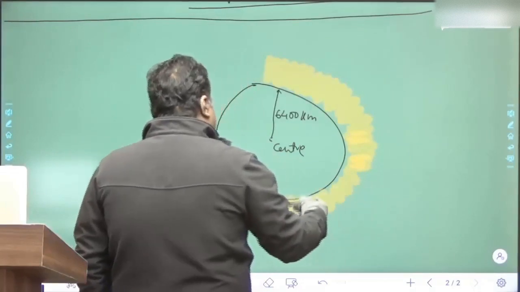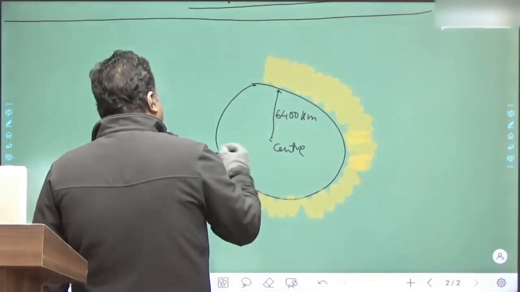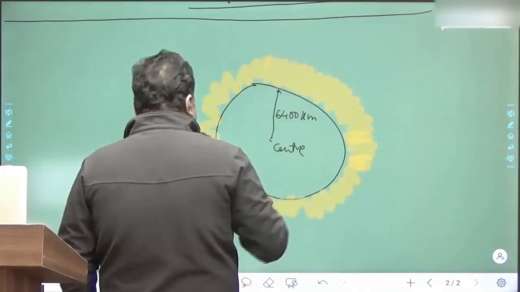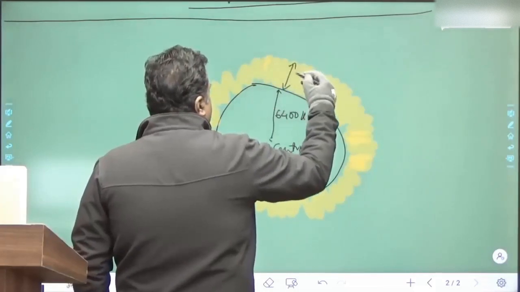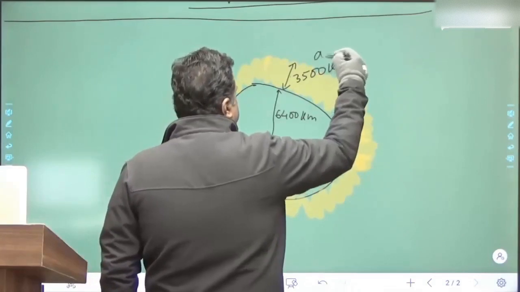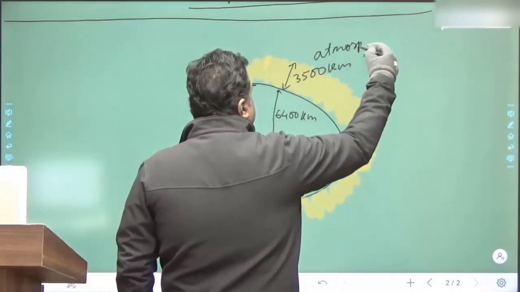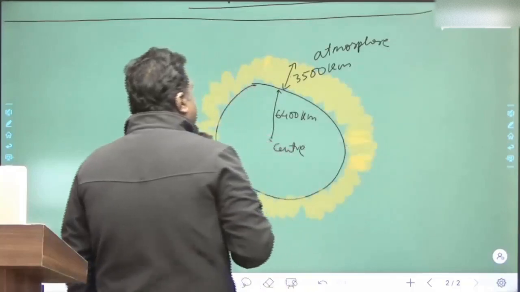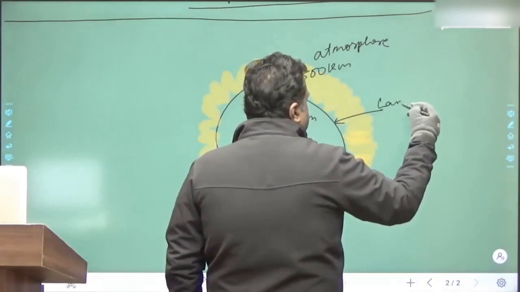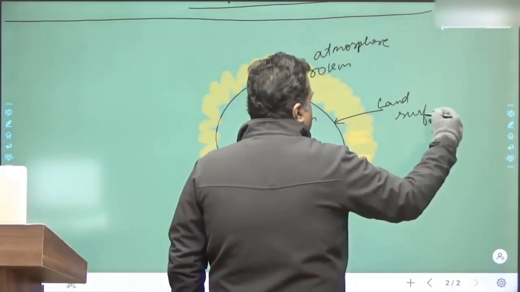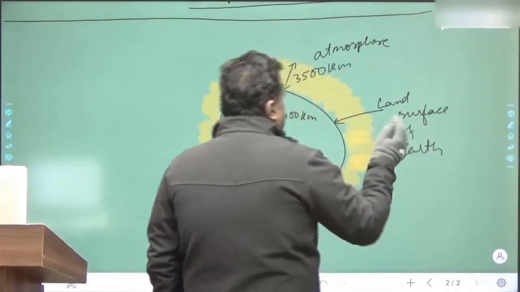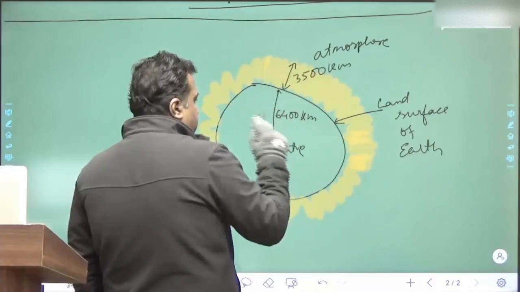First of all, you should know these things. What are the different regions on the earth? When we talk of the atmosphere of the earth, the atmosphere has a thickness of around 3,500 kilometers. This is the atmosphere. And from the center to the land surface of the earth is 6,400 kilometers.